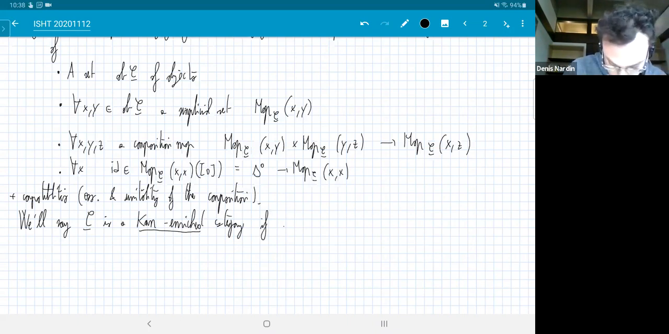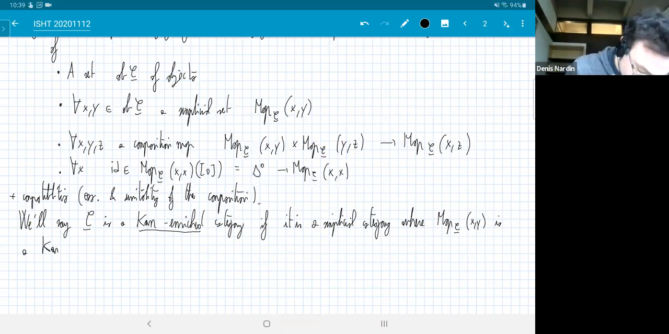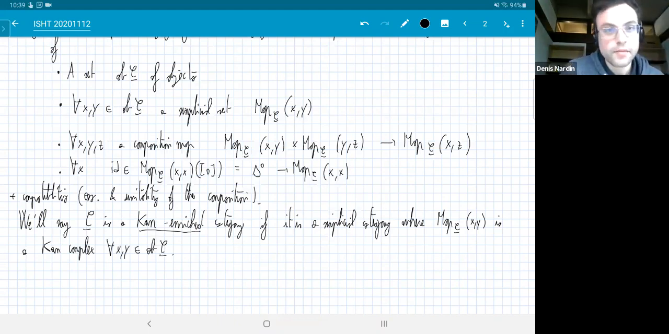If it is a simplicial category, well, map C underline X comma Y is a Kan complex for every X, Y in C underline. And in fact, we are interested mainly in Kan-enriched categories, but it will be convenient to have more general simplicial categories in the discussion.